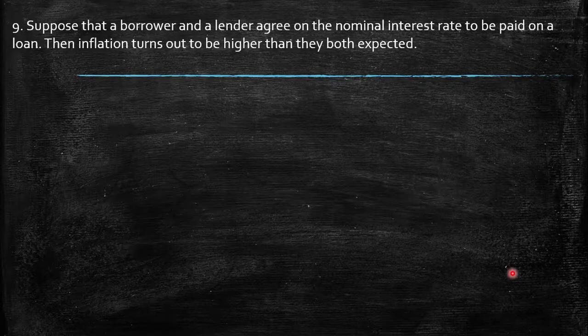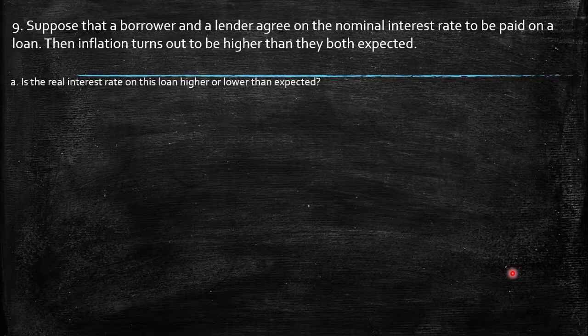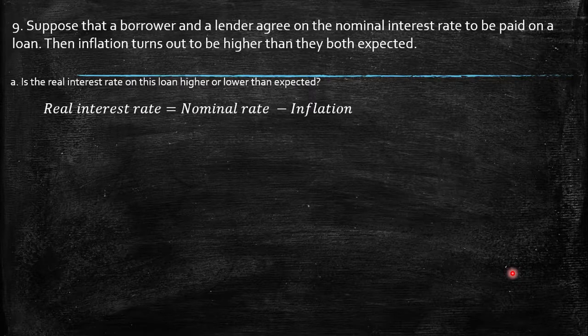9. Suppose that a borrower and a lender agree on the nominal interest rate to be paid on a loan. The inflation turns out to be higher than they both expected. So, is the real interest rate on this loan higher or lower than expected? Well, we saw throughout the chapter that the real interest rate is exactly equal to the nominal rate minus inflation. If the inflation is higher than the nominal rate, you are facing negative real interest rates. On the other side, if the nominal rate is higher than the inflation, you are facing a positive real interest rate.